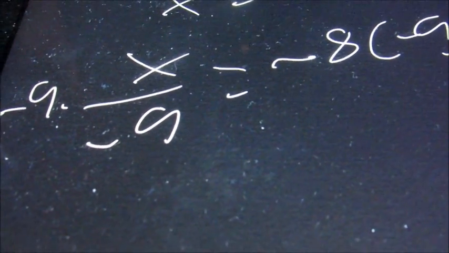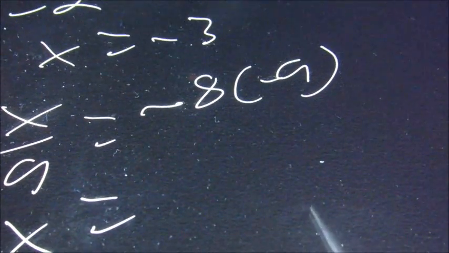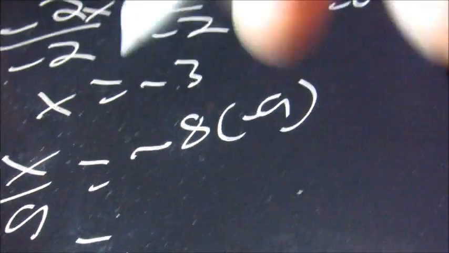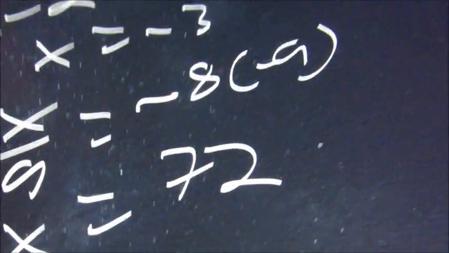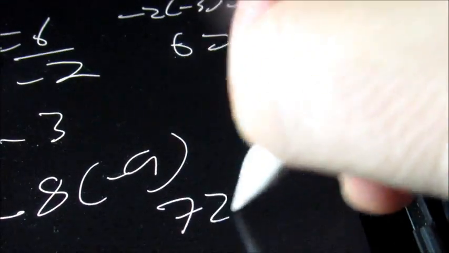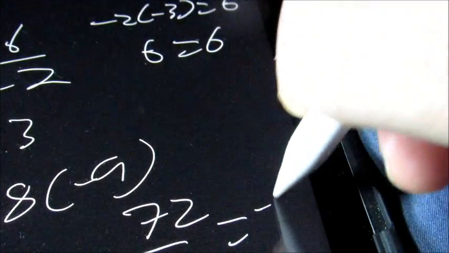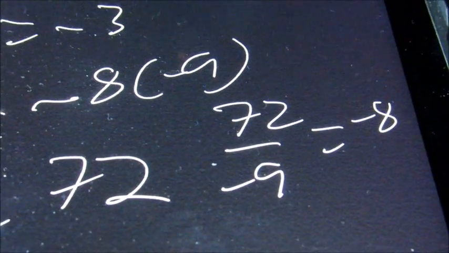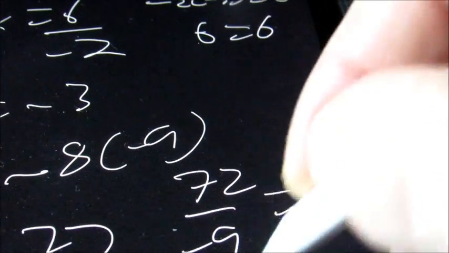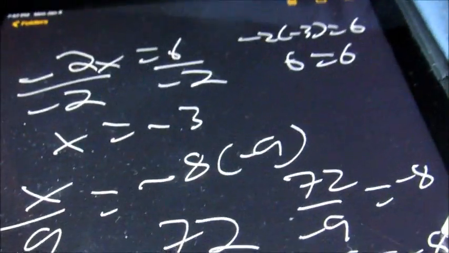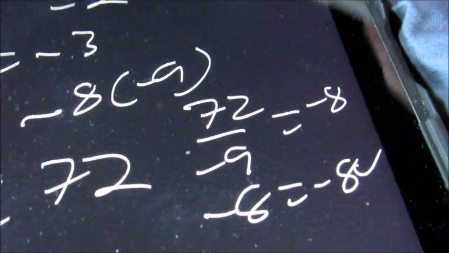So negative 9 divided by negative 9 is just 1. We're left with 1x. Negative 8 times negative 9 is going to be a positive 72. To check, we're going to say 72 divided by negative 9 equals negative 8. Positive divided by negative is negative, and it's negative 8 equals negative 8. So we got that right.